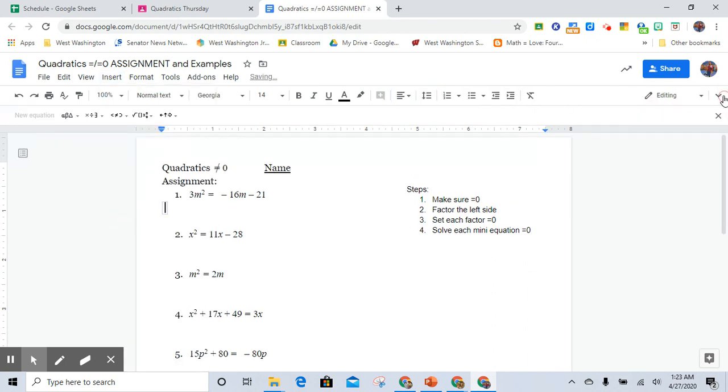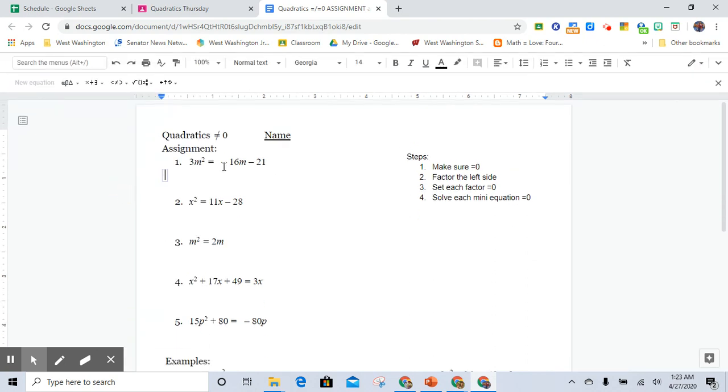All right, so number 1, we see that we need to pull the negative 16m and the negative 21 to the left side of the equation. And in doing that, we make both of these positive. And so we get 3m squared plus 16m plus 21, and then that equals 0.